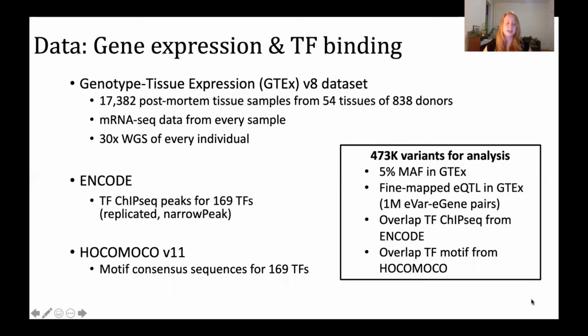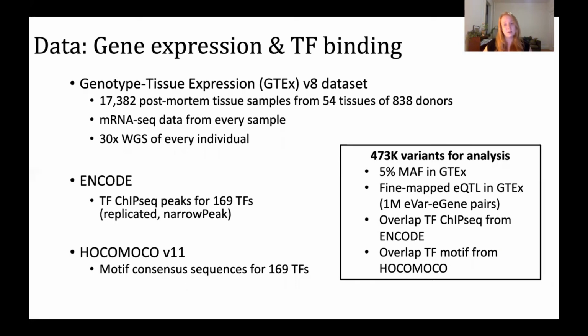To investigate this transcription factor mechanism, I'm using 3 data sets. The GTEx V8 dataset contains 17,000 postmortem tissue samples from 54 tissues of 838 donors. We have RNA-seq data from every sample, as well as whole genome sequencing of every individual. I'm also using ENCODE transcription factor ChIP-seq peaks for 169 transcription factors, and HOCOMOCO consensus sequences for 169 transcription factors.